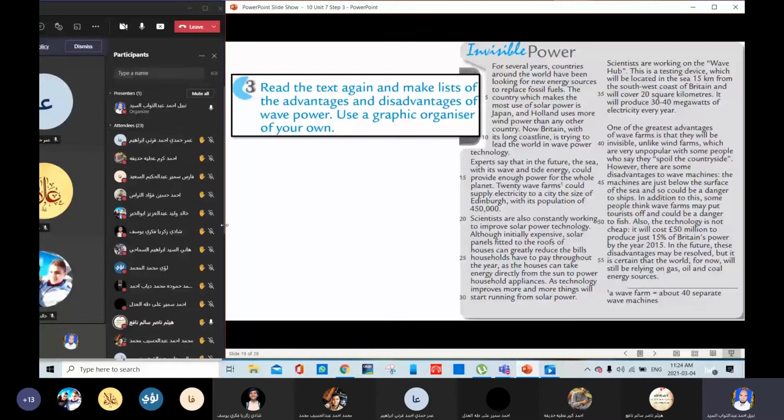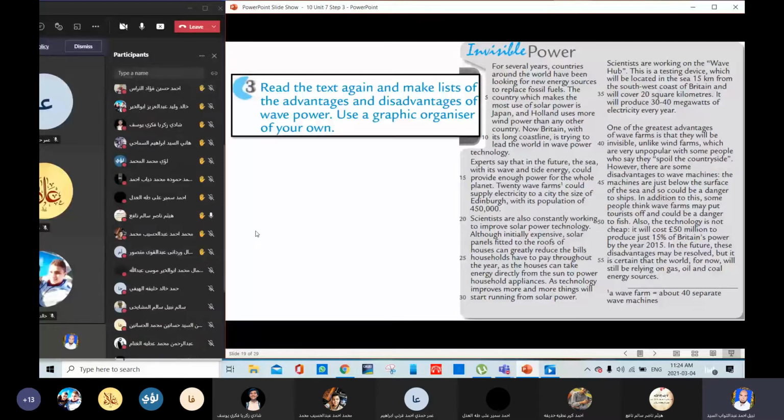And as your friend said, they may put tourists off. If you go to the beach and you see the wave machines, you will feel frightened and scared. You cannot go diving or swimming near these electric devices. Maybe you are frightened. You might get shocked. You might have an electric shock. So these are the advantages.